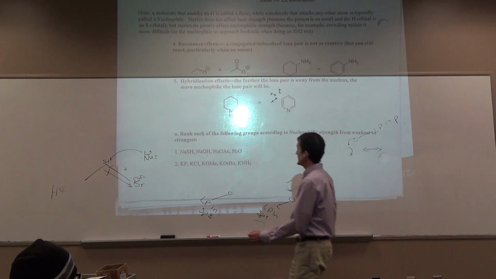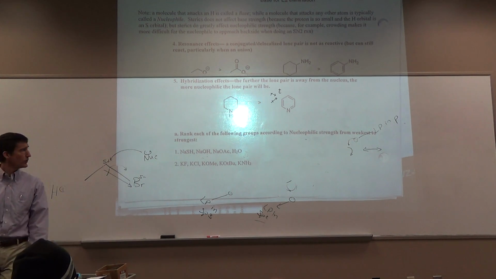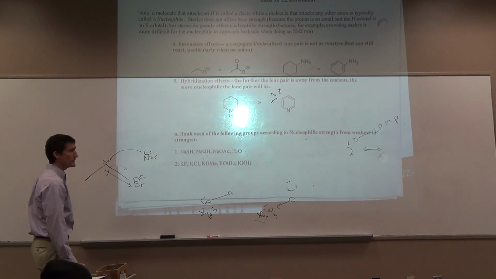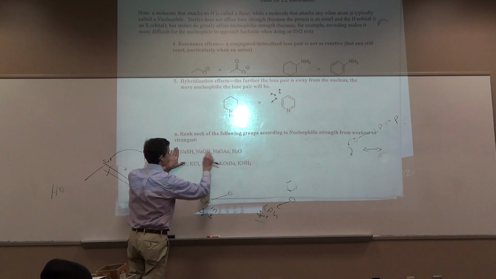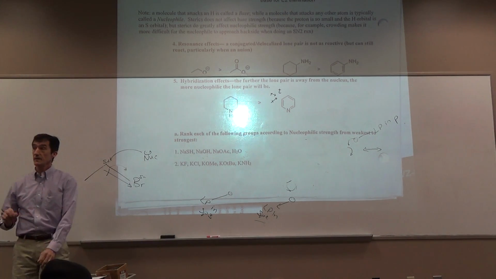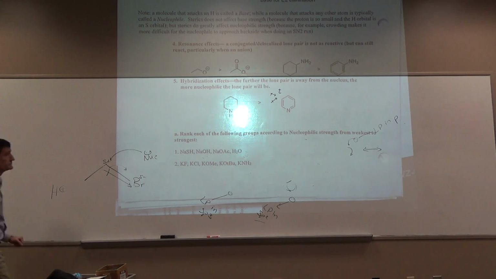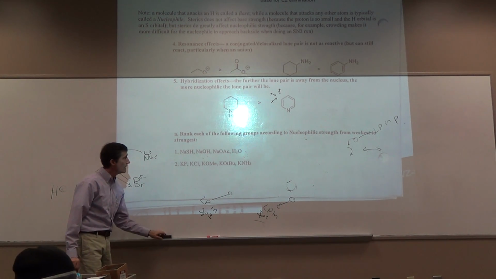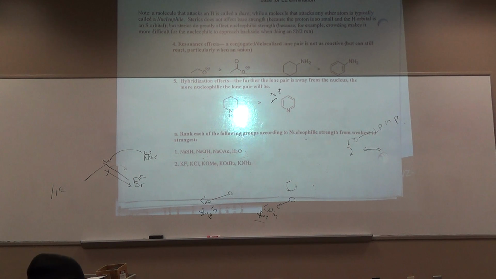Okay, let's see if we can do this. For each series, put them in order of nucleophilic strength, from weakest to strongest. So label these 1, 2, 3, 4. 1 would be the weakest, and 4 would be your strongest. Everybody do the first series first. Weakest to strongest. If I rewrote that, I'd probably rewrite it to strongest to weakest, because the strongest is the thing I'd look at first. Once you identify the strongest, call it number 4.